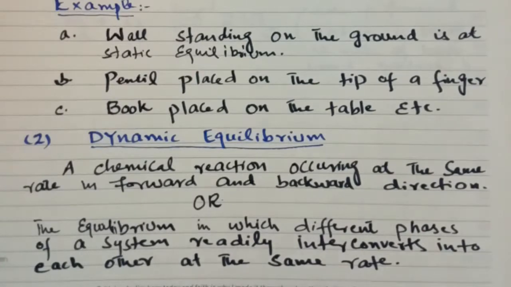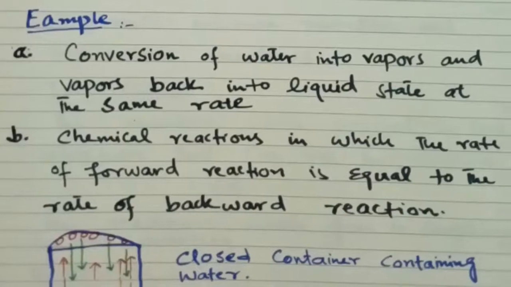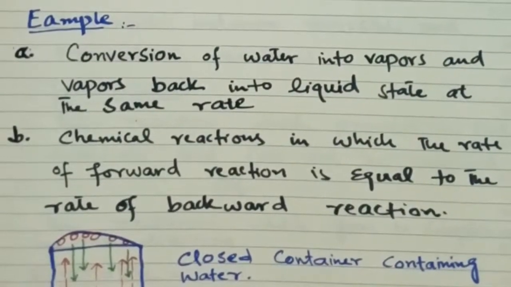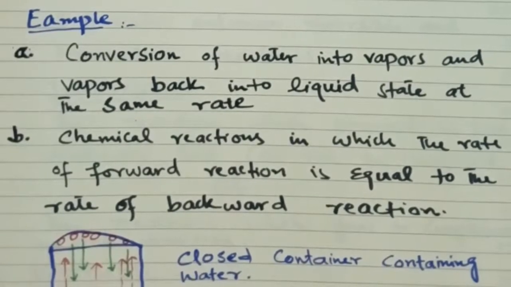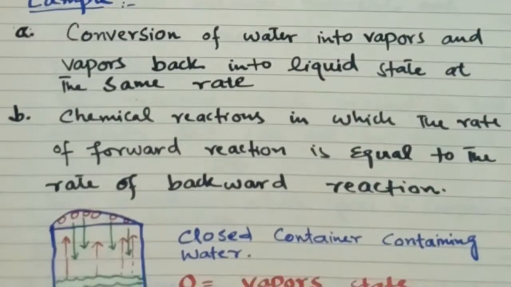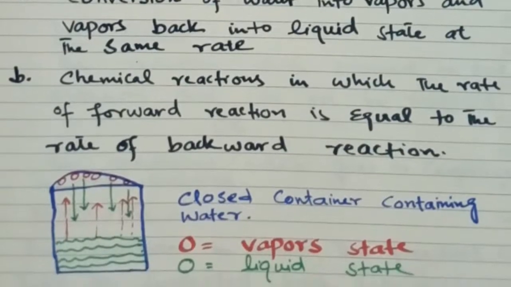Let's clear it with the help of a small diagram or example. I have written an example: conversion of water into vapors and vapors back into the liquid state at the same rate. This is one example. A chemical reaction in which the rate of forward reaction is equal to the rate of backward reaction is called dynamic equilibrium, and the reaction is also called a reversible reaction.